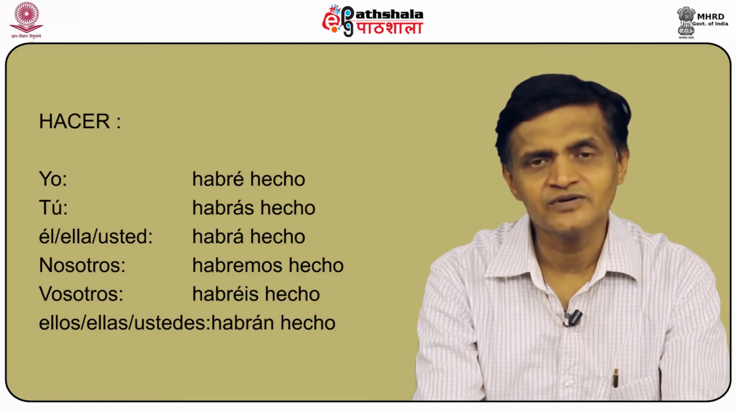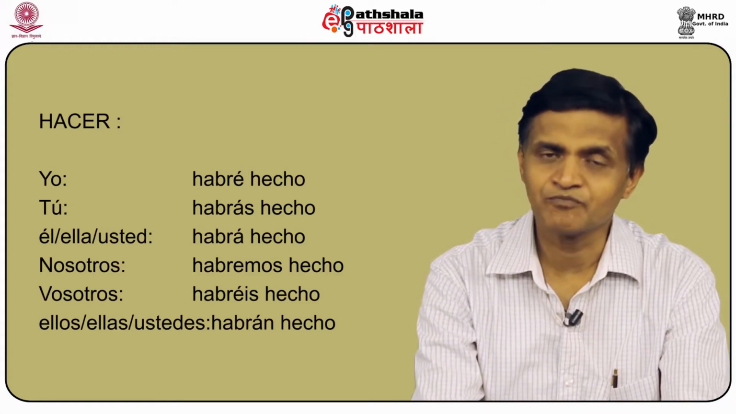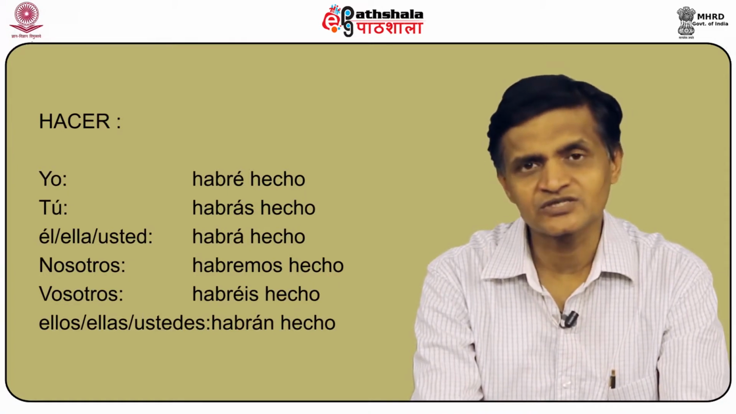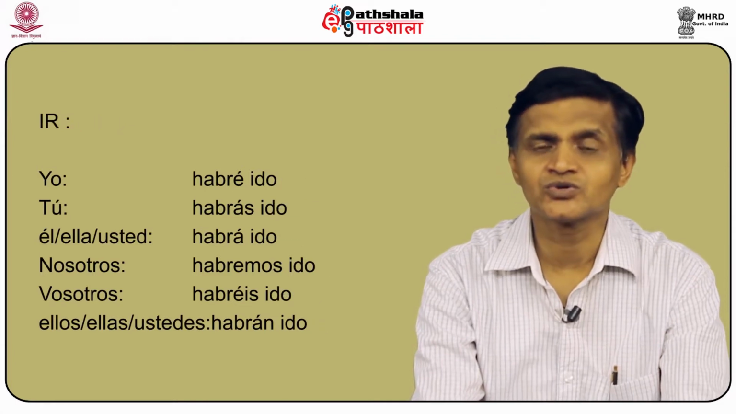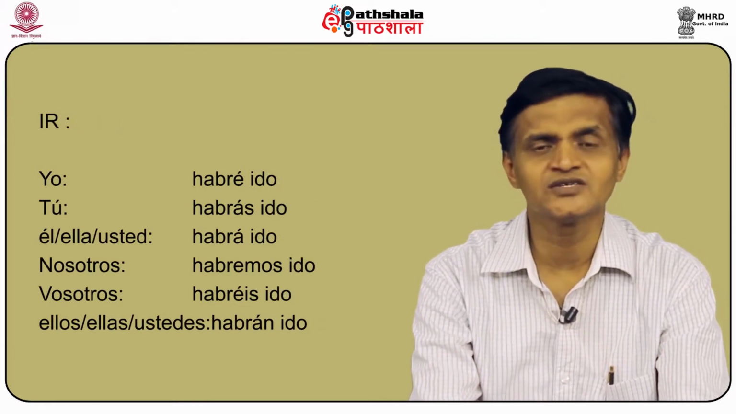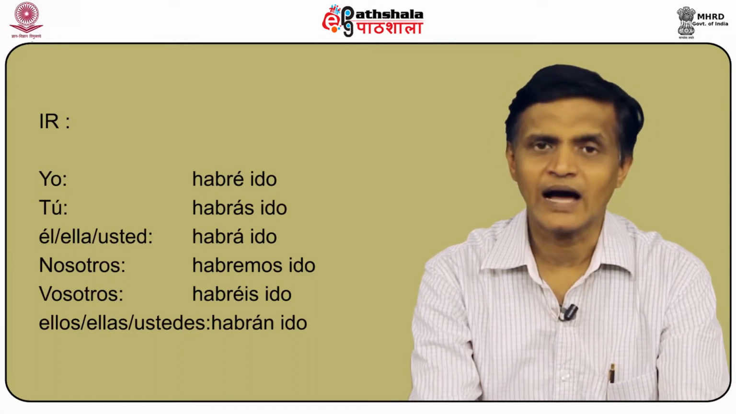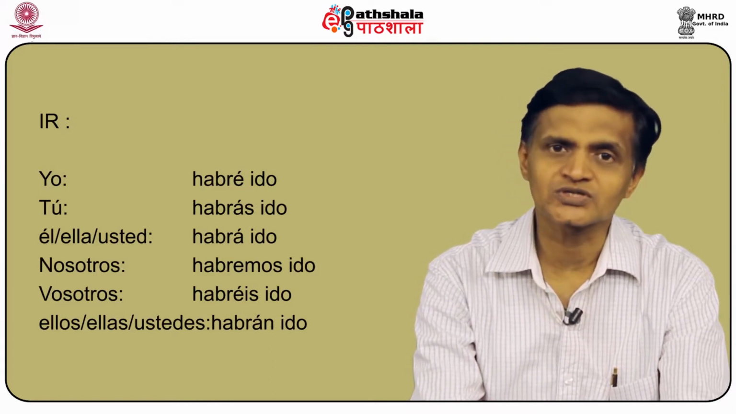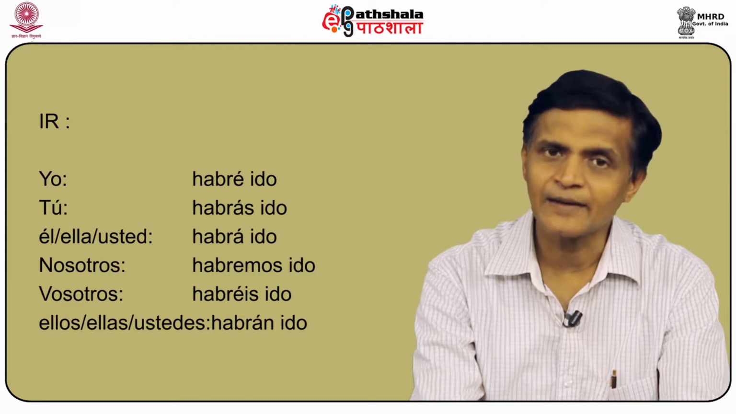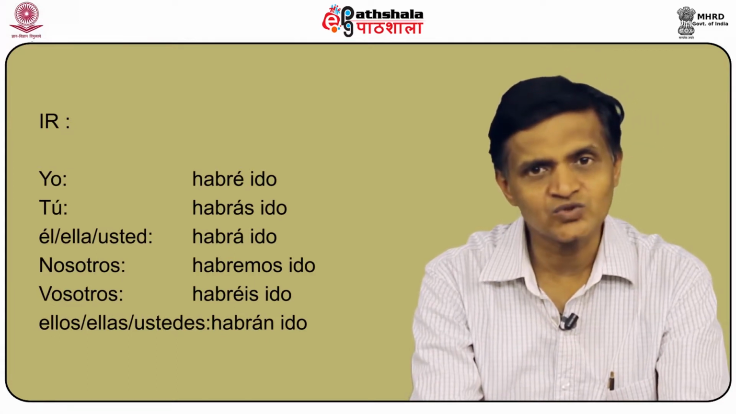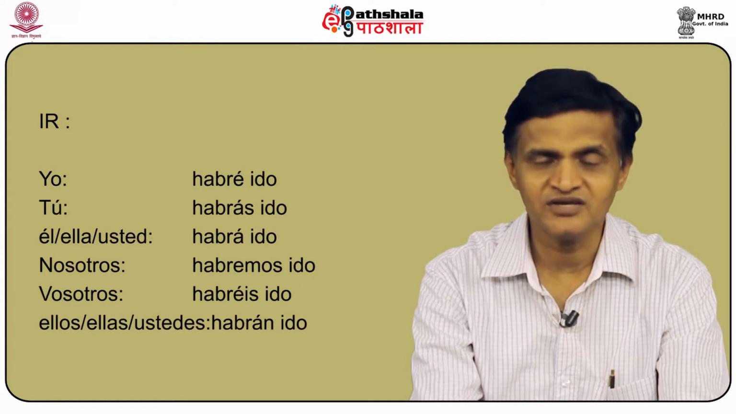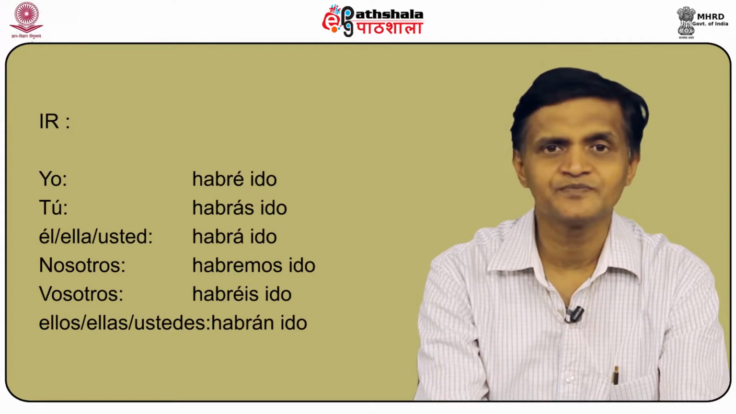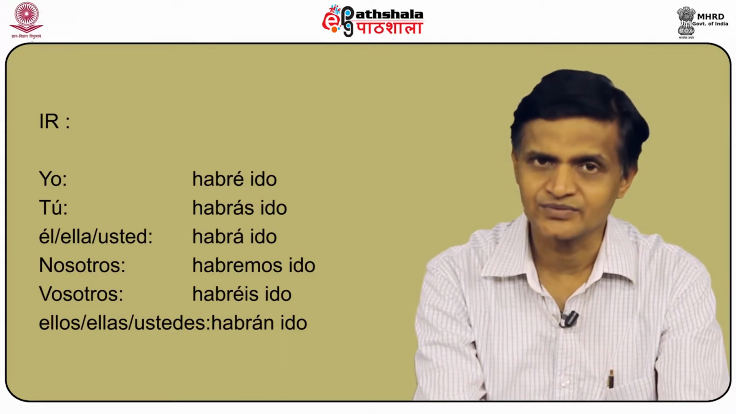Let us pick up another verb which is ir. This is also an important verb. So please pay particular attention while you're dealing with such a verb, which is ir, to go. So the conjugation of ir, to go, is yo habré ido, tú habrás ido, él, ella, usted habrá ido, nosotros habremos ido, vosotros habréis ido, and ellos, ellas, ustedes habrán ido. I repeat, habré ido, habrás ido, habrá ido, habremos ido, habréis ido, and habrán ido.